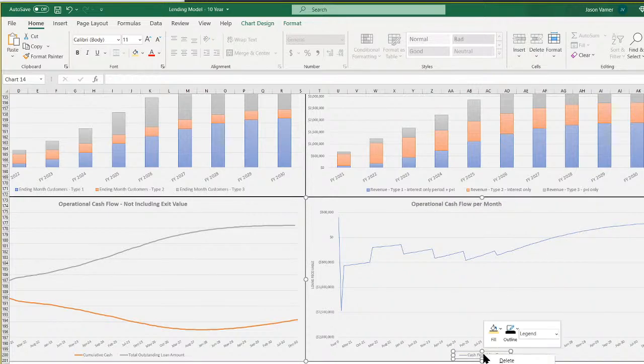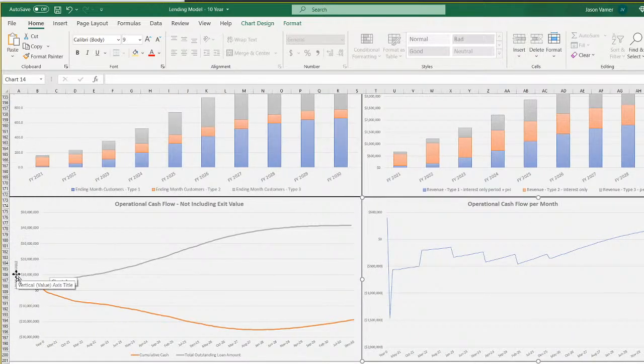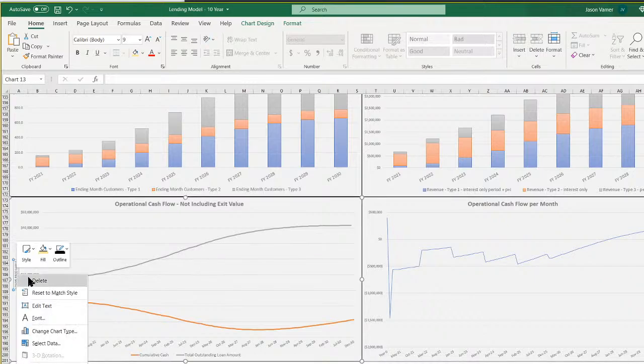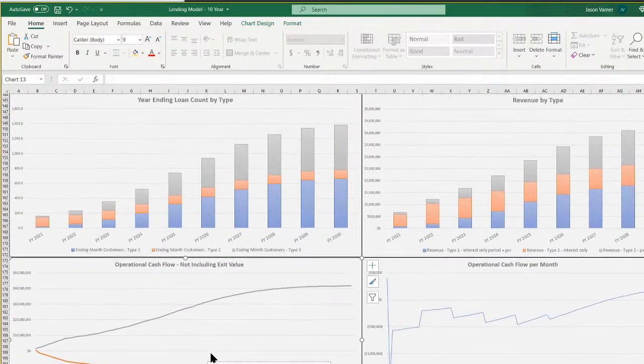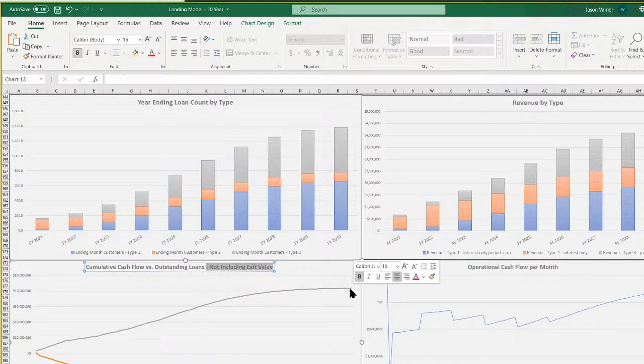That's operational cash flow per month. We don't need this. We don't need this. Loans receivable. No, we don't need that. It's defined down here. Okay, so that's cool. Operational cash flow. This is not this. This is cumulative cash flow versus outstanding loans. We don't need to put that.